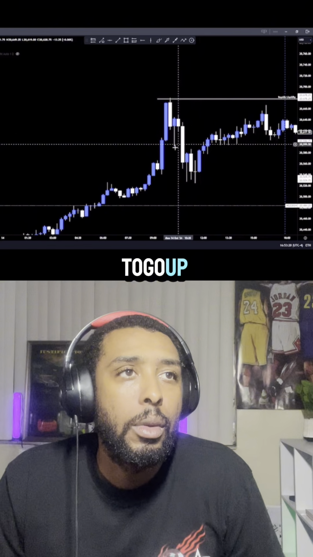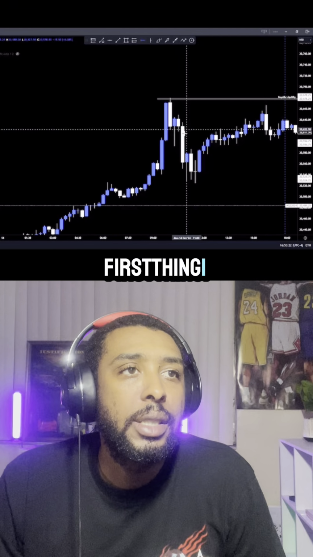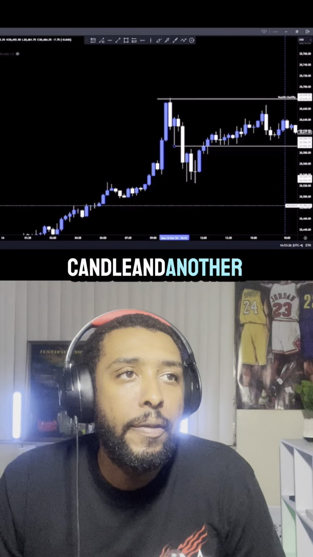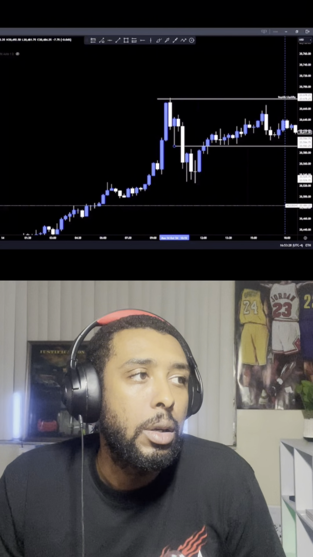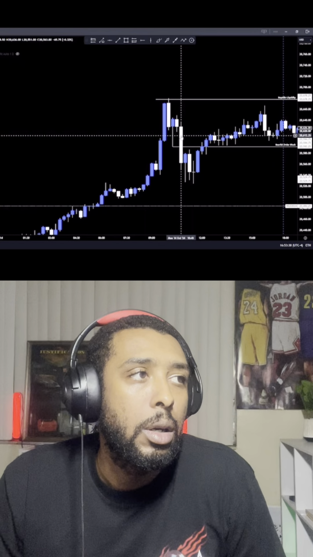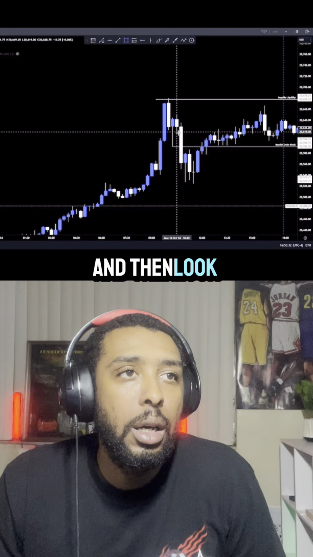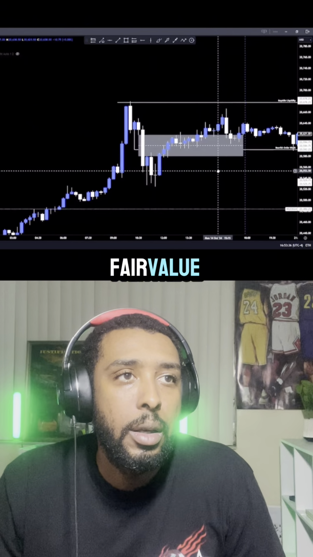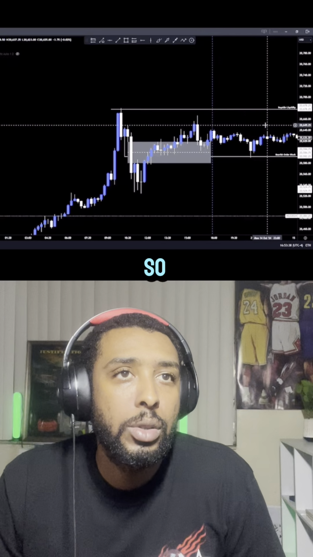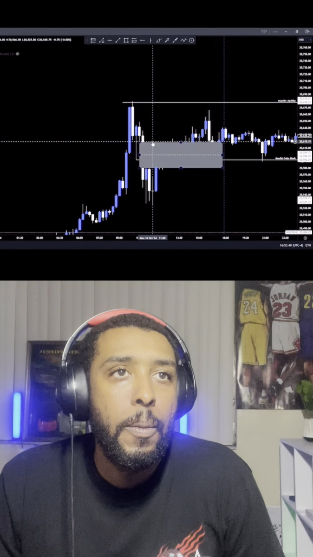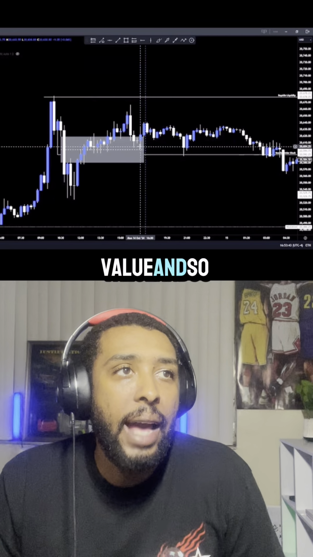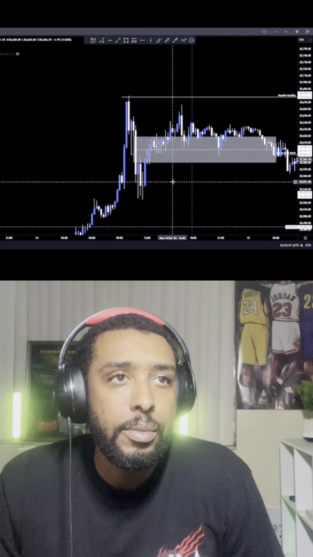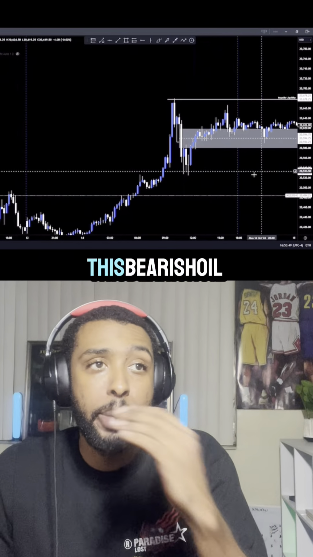To go up. Right? So first thing I see is an order block right here. One down close candle and another fair value gap right here. Bearish order block. And then look, it has to create a fair value gap. You see the fair value gap right here? Fair value. So now, bam. Got the fair value.